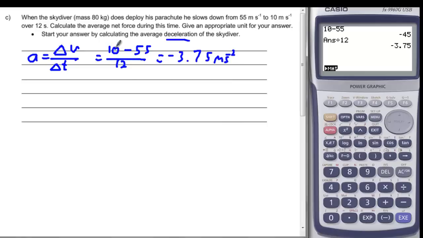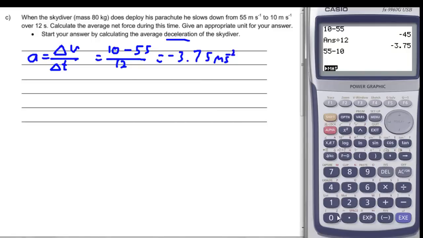And you may say, well, why do you do the 10 minus 55? Why don't you go 55 minus 10? In fact, you'll get pretty much the same answer. So let's try that. 55 minus 10, except this time you'll get a positive 45. And again, divide it by 12. You'll get a positive 3.75 meters per second squared acceleration. Now we've got to ask, is the skydiver speeding up or is the skydiver slowing down? In fact, the skydiver is actually slowing down, and so this acceleration has to be a negative. For this question, we're not actually going to penalise you if it's positive or negative, so you could have done 55 minus 10, but this is a more correct way.